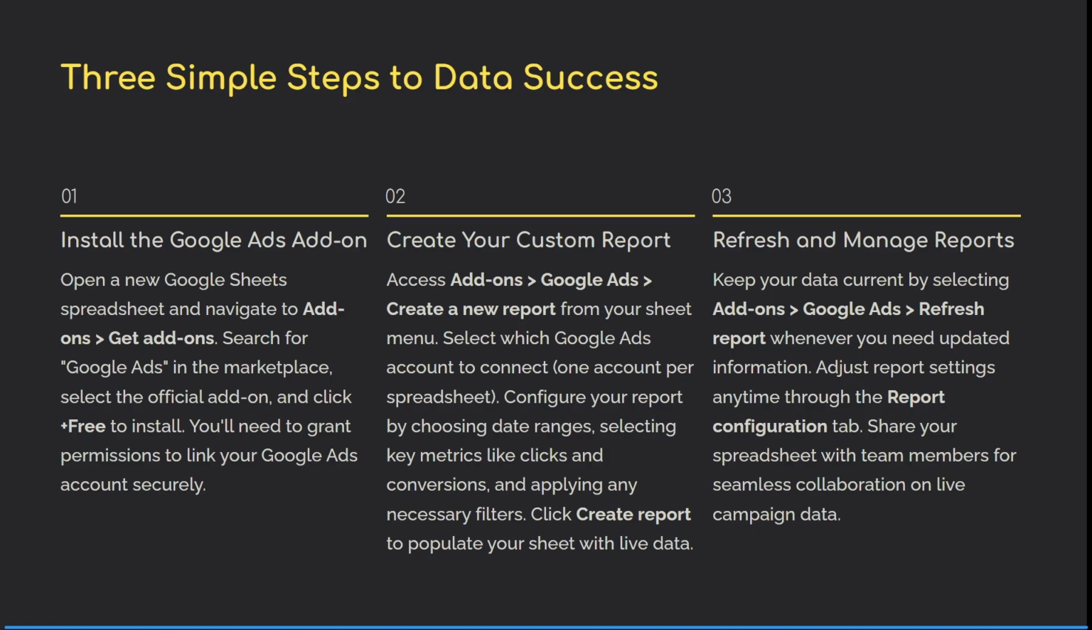Configure your report by choosing data ranges, selecting key metrics like clicks and conversions, and applying any necessary filters. Click Create Report to populate your sheet with live data.